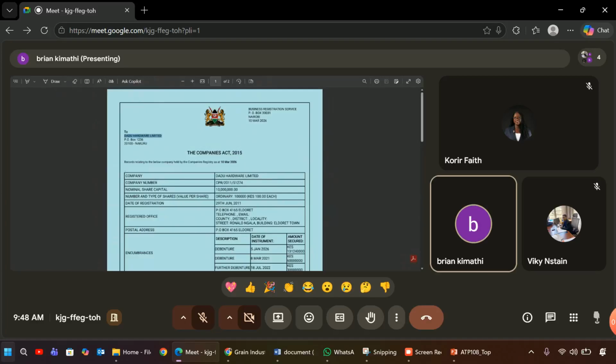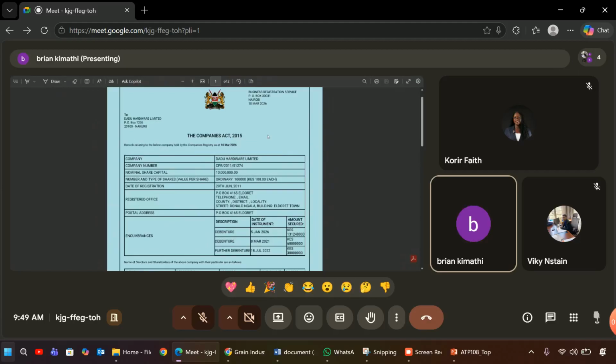So the applicant in this instance was this company. Then it's as per the Companies Act 2015, records relating to the company held by the company's registry as at 10th March 2026. So the thing you have to know is that this company search, official search CR12, is only valid for a minimum of 3 to 6 months. So most likely, for example, banks, when they request a CR12, you have to give them one that was acquired within the last 3 months.